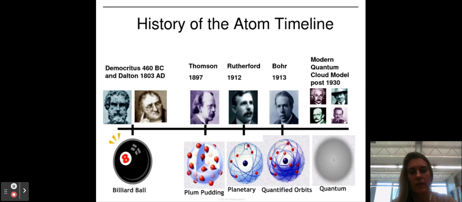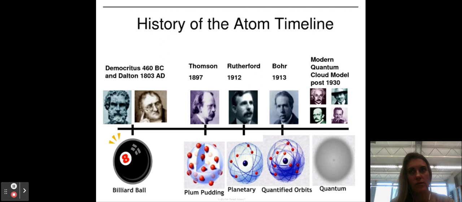The nucleus was Rutherford, not that long after that. And then the electrons were like, okay, they're zooming around. These are pieces of plum, just spread out. Now they're going around the nucleus. And then Bohr did more experiments to realize, no, it's not quite that easy. Electrons can be found in what are called energy levels, so they're quantified. And then our most recent and sophisticated model is the modern quantum model with the electron cloud.